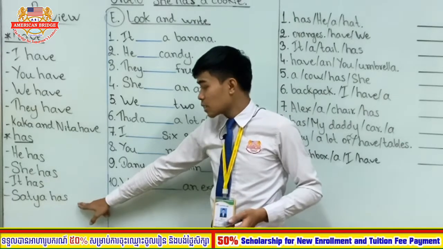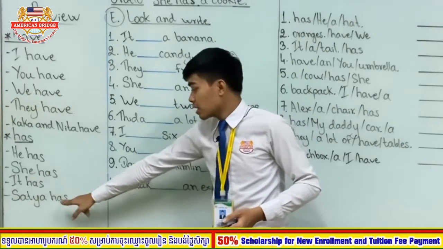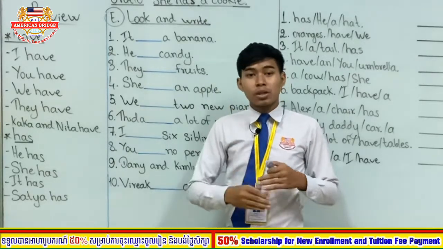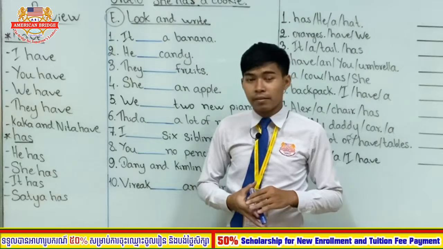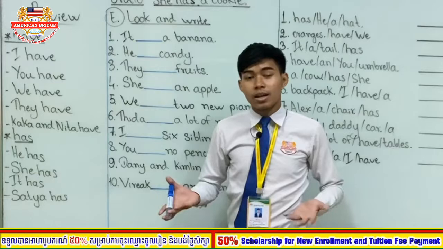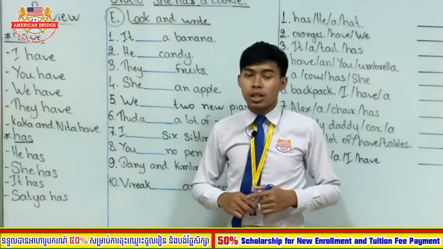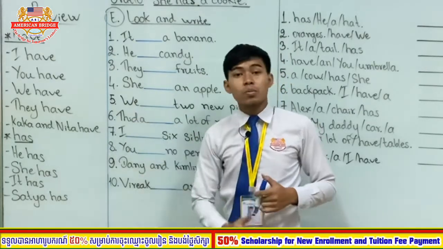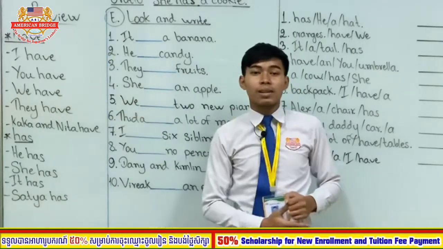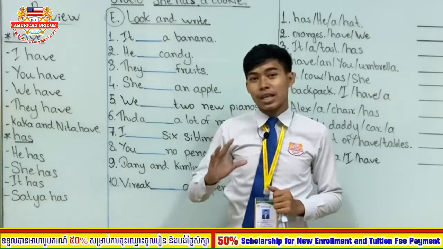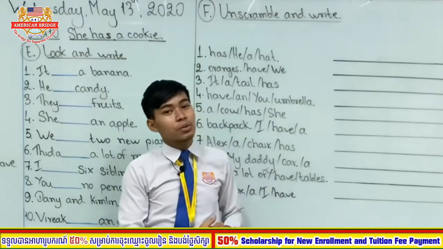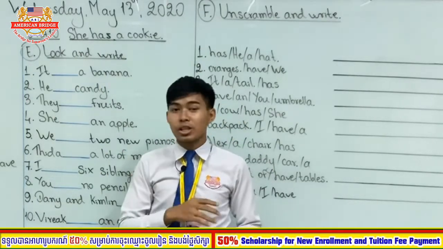And then we use has with a subject that is singular. Example, Satya. So Satya is one person, right? So when the subject is one person, it means it is singular, and when it is singular, we use has. Satya has homework. Satya has a marker. Satya has a whiteboard, right? So when the subject is singular, we have to use has, okay? So these are the points that we learned last week about have and has. And today we are still in unit 10. She has a cookie. We are still in unit 10 and today we are going to finish unit 10, okay?